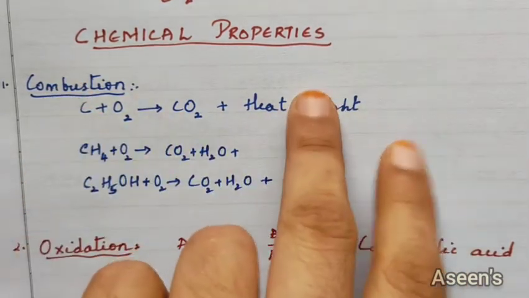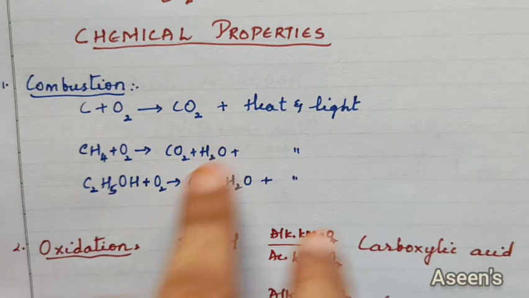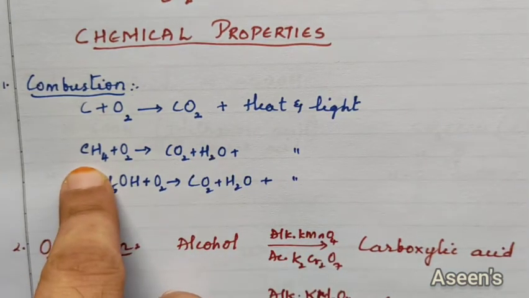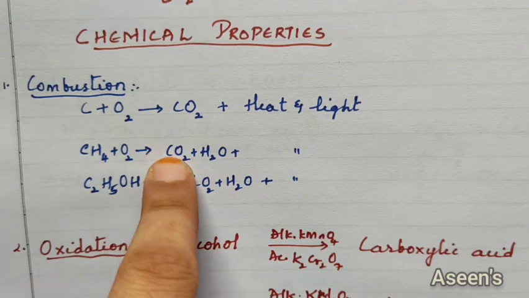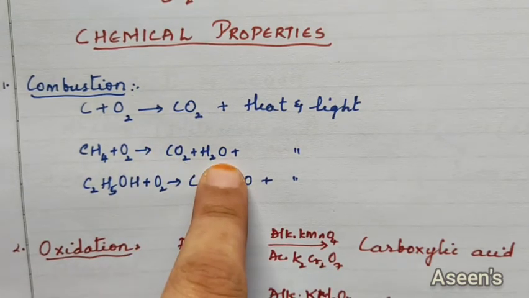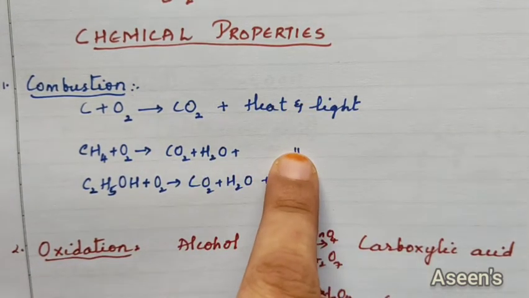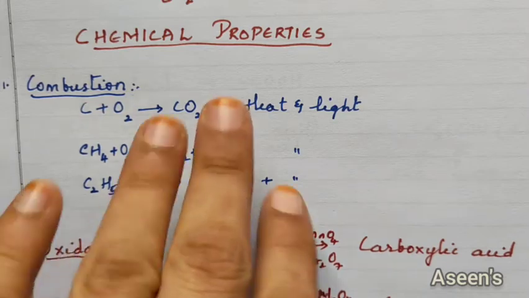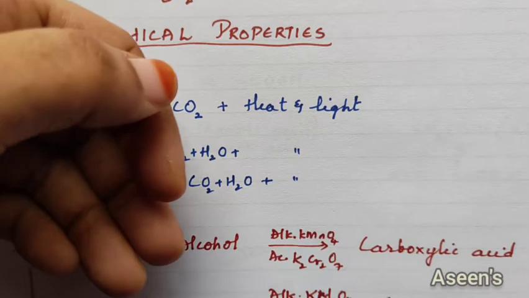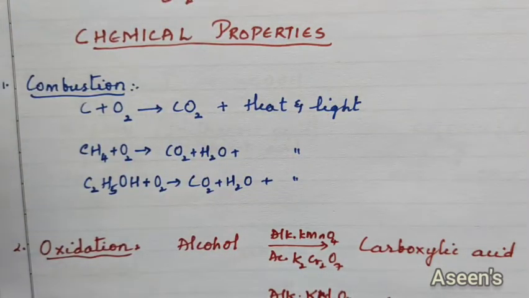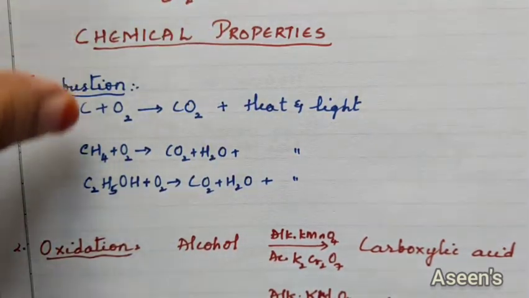You burn it for this. Then comes methane, CH4. Methane, when you burn in the presence of oxygen, again you are going to get carbon dioxide along with water and heat and light energy. So carbon dioxide and water are the byproducts, which we don't want, but because of the reaction they are forming. Okay, they are left aside.